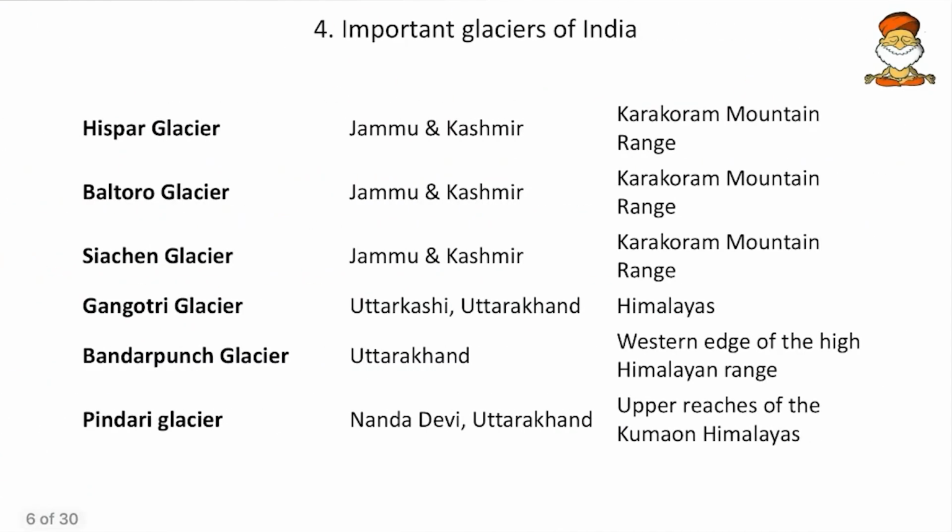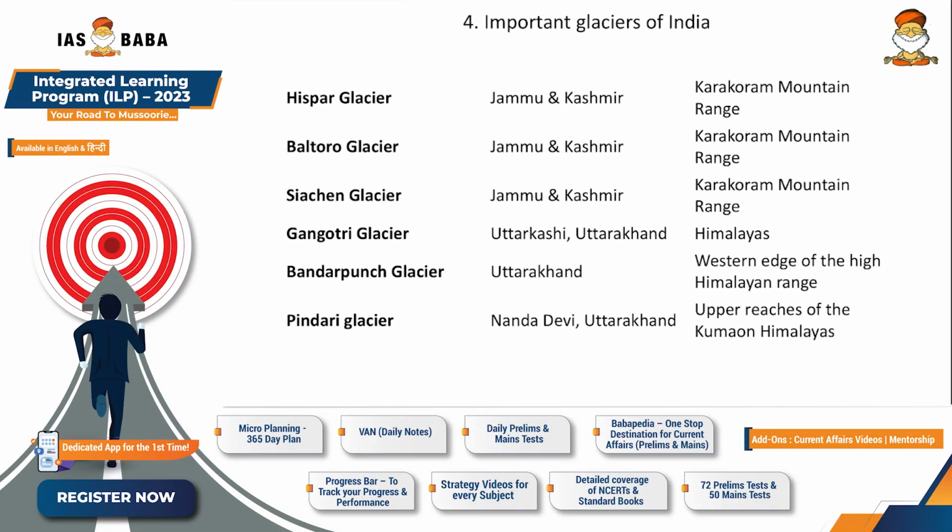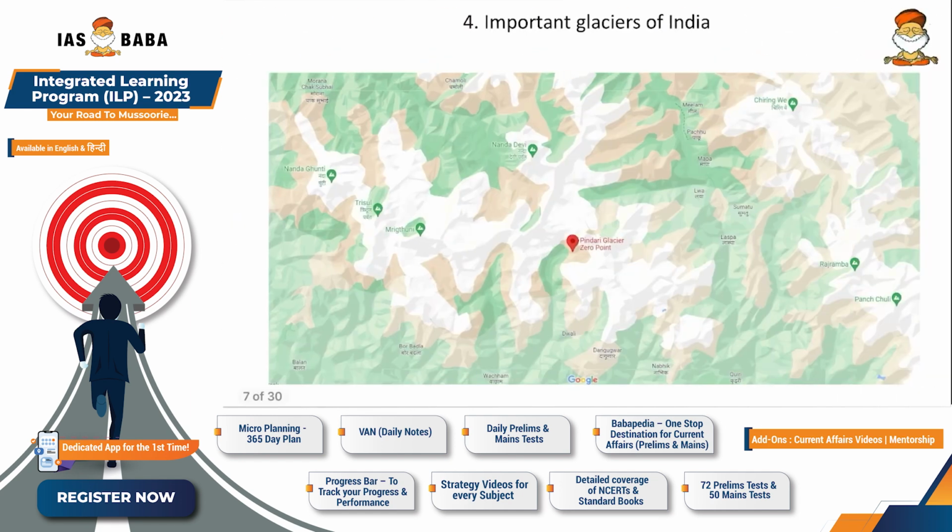Then come to next, important glaciers of India. Here we have some of them. We will take up some others in the next class. So Hisper Glacier, Baltoro, Siachen Glacier, Gangotri, and Bandarpanch and Pindari Glacier. So how to do this? Have a picture of the Google Maps and then study.